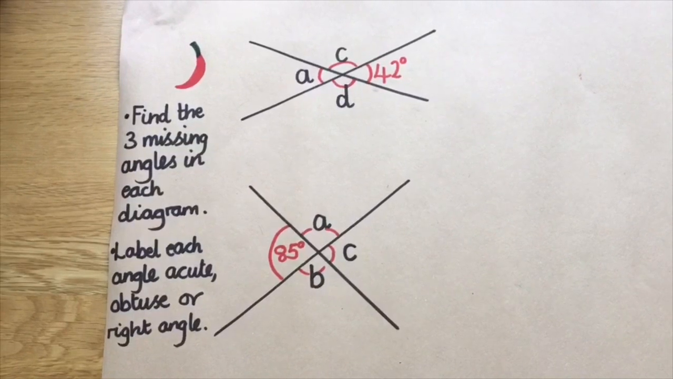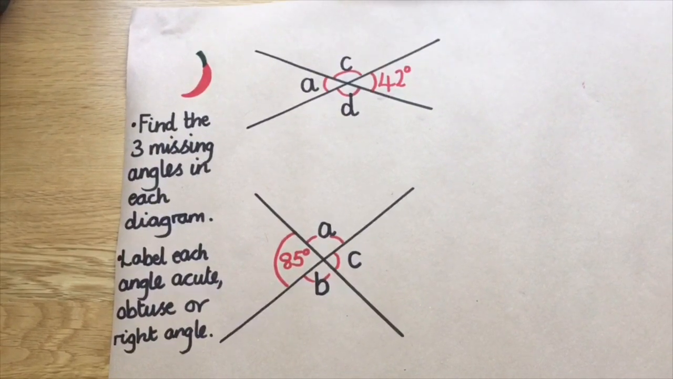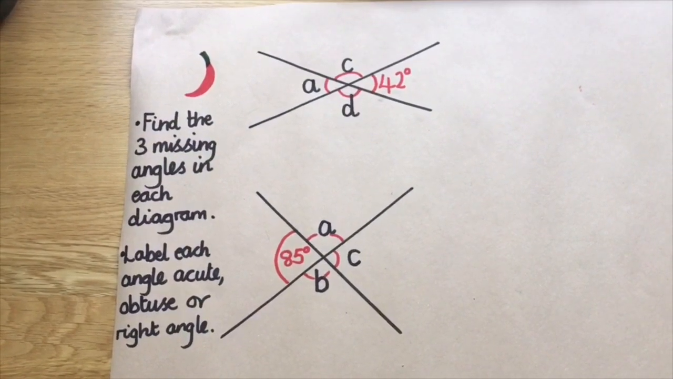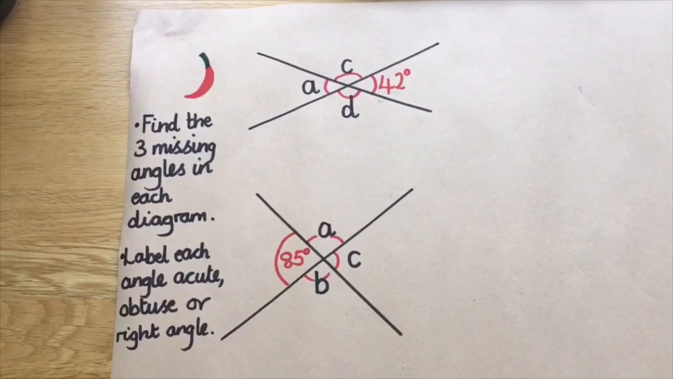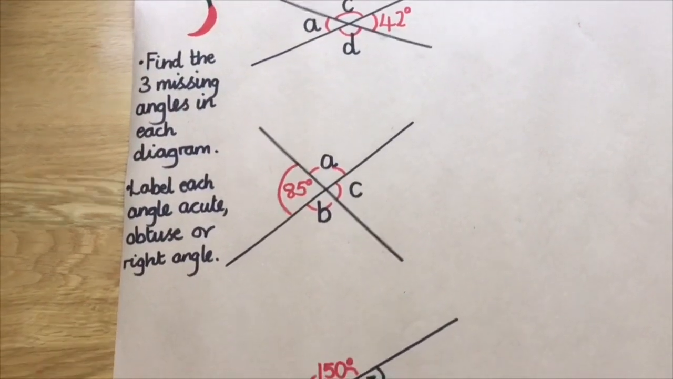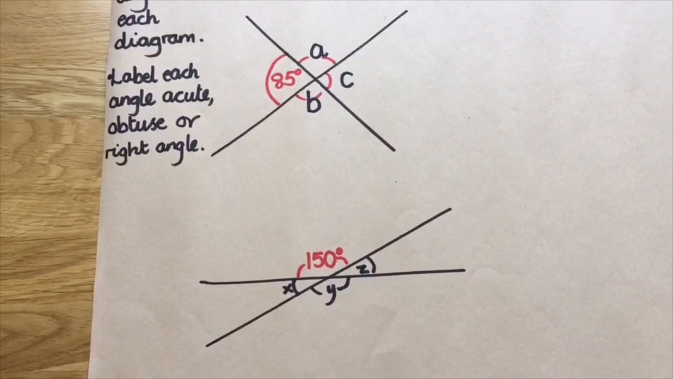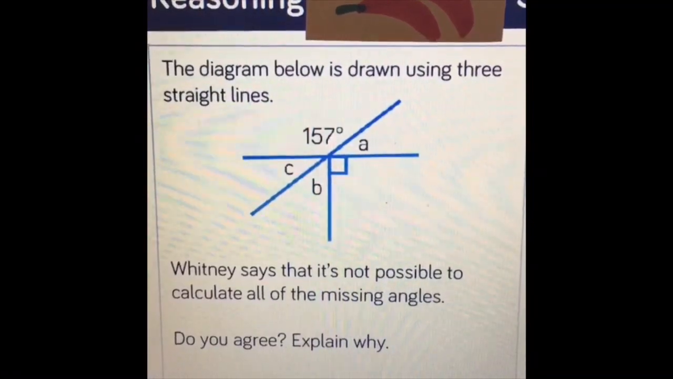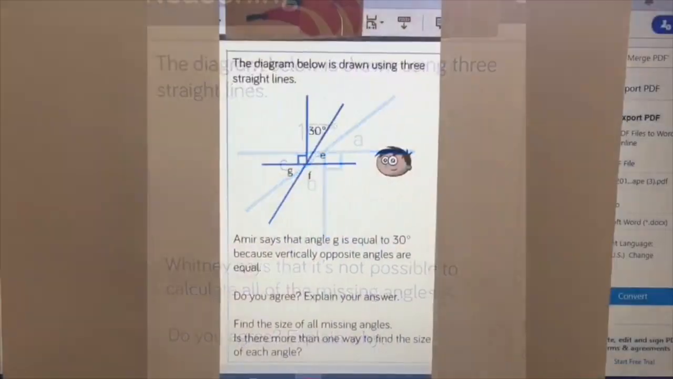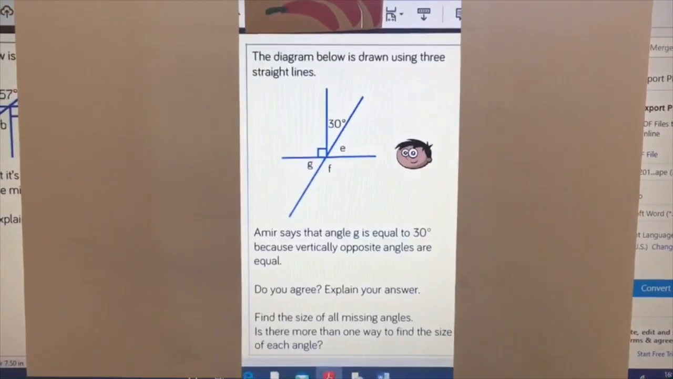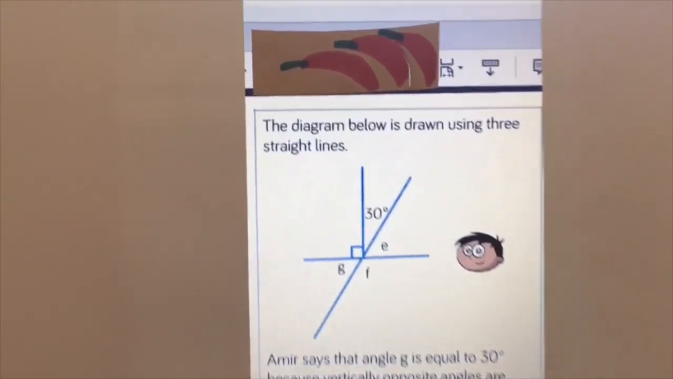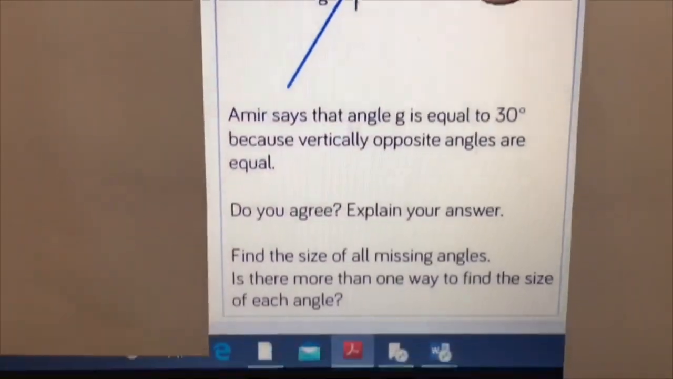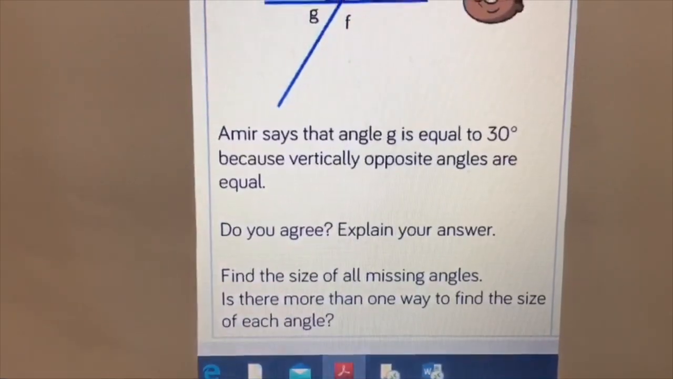The Chile 1 challenge is to find the 3 missing angles in each diagram using the strategies that we've looked at in this lesson, and also to label each angle. Is it acute, obtuse, or is it a right angle? So there are 3 diagrams for you. And here's Chile 2. And finally, Chile 3. I'm just going to go in closer so that you can take a look and see the questions that go with it.